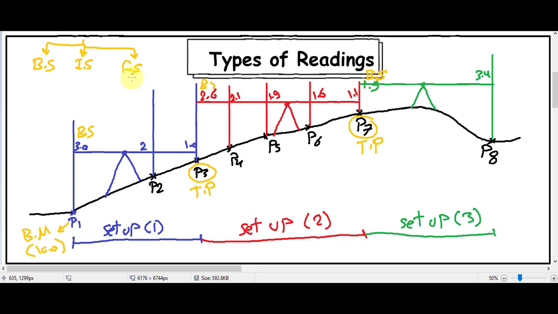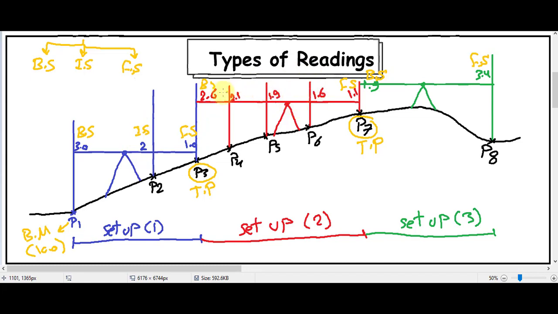The second type is foresight. The foresight definition is the last reading in every setup. So this is the last reading for setup 1, so we call it foresight. This is the last reading in setup 2, so we call it foresight. And this is the last reading for setup 3, so we call it foresight. The third type is intermediate sight. The intermediate sight definition is the reading between every backsight and foresight. The reading between the backsight and foresight, we call it intermediate sight.